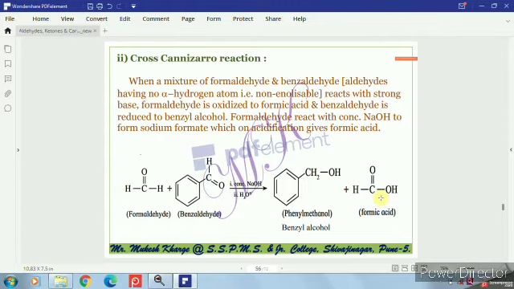Okay, so here benzaldehyde is an aldehyde having no alpha hydrogen, that is non-enolizable, and it reacts with base and undergoes reduction to benzyl alcohol. Okay, initially this formaldehyde gives sodium formate and that reacts with acid to give formic acid plus NaCl.